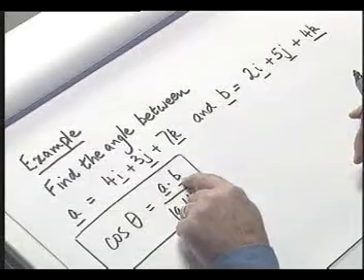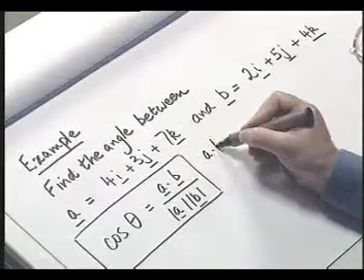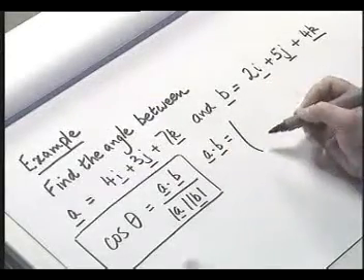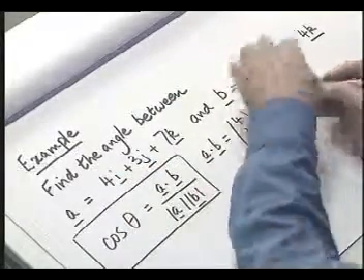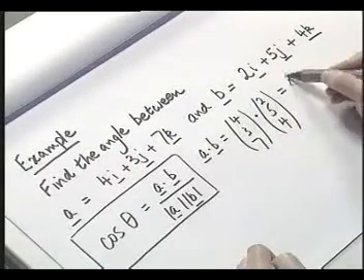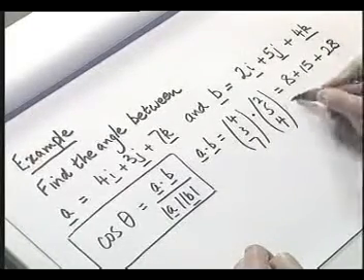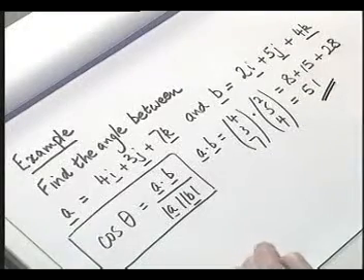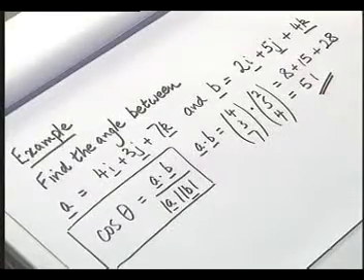Okay, a dot b. Now, in fact, a dot b has already been evaluated in an earlier example, but I'll just remind you of that. A dot b, if we use the column vector notation, will be (4, 3, 7) dotted with (2, 5, 4), which is 4 2s are 8, 3 5s 15, and 7 4s are 28. And if you work that out, you'll find you get 51. So all we need to do is calculate now the modulus of A and the modulus of B, and then we've got everything we need to know to put in the right-hand side of this formula.